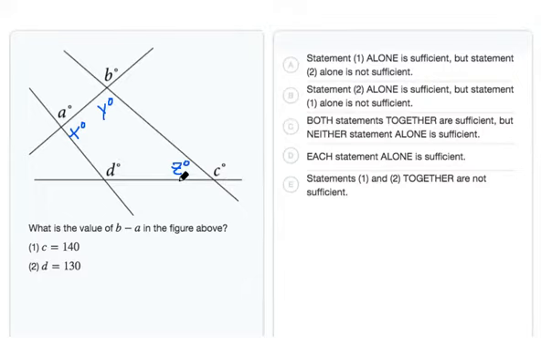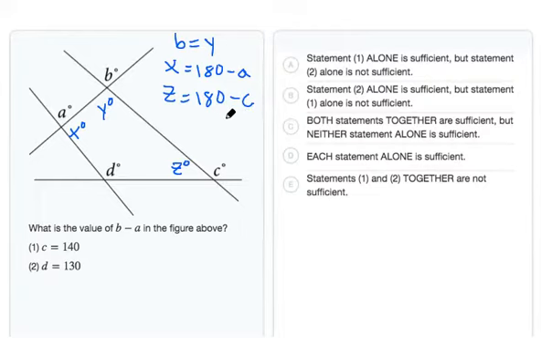Since vertical angles are congruent, b equals y. So let's go ahead and just jot that down. We have that information to use if we need it. Since supplementary angles sum to 180, we have that x is equal to 180 minus a, or x plus a equals 180. We also have that z equals 180 minus c, or z plus c equals 180.